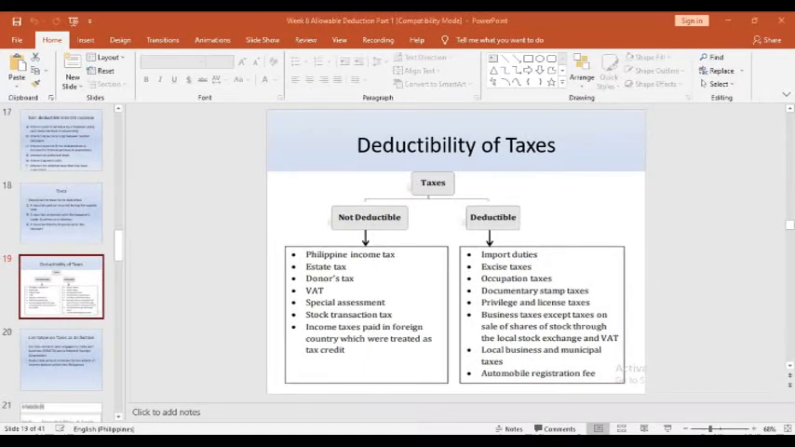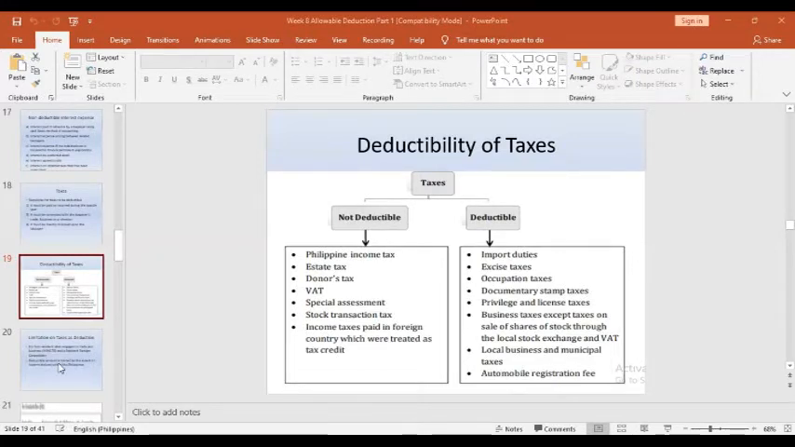Business tax, except taxes on the sale of shares of stock on the local stock exchange, and also the VAT. So they are talking about percentage tax, okay, the business tax is deductible. And even the local business and municipal taxes, these are the real property tax and community tax, which can be deductible to the gross taxable income, and even the automobile registration fee or the driver's license. Okay, these are allowable deductions as tax expense to the gross taxable income.